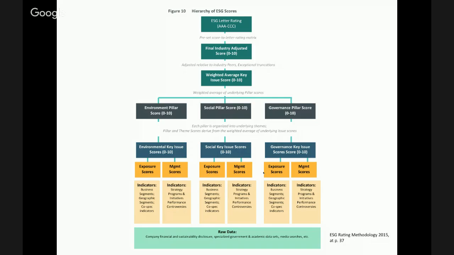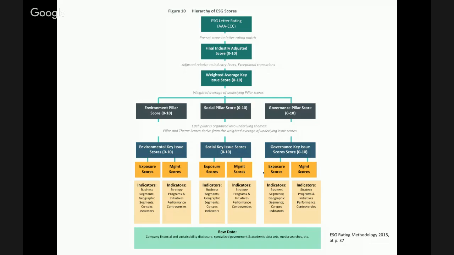Right. Geographic segment. If we're still following through with the water stress argument, you're in agriculture and you're in drought-stricken California, and you have the majority of your farms in areas affected by severe drought and with water-intensive crops, then you have a geographic risk. Right. Co-spec indicators. I actually don't know what that is.